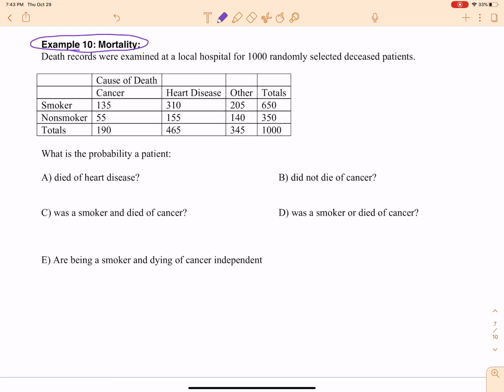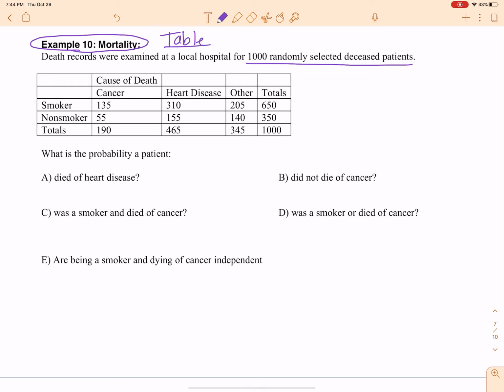All right, AP Stats, we are looking at example 10, mortality. How exciting. All right, so we have death records that are examined at a local hospital for 1,000 randomly selected deceased patients. So you can tell right away that this is an example using a table. And if you will notice in the table, I've got my total right here. It's all 1,000 of my people.